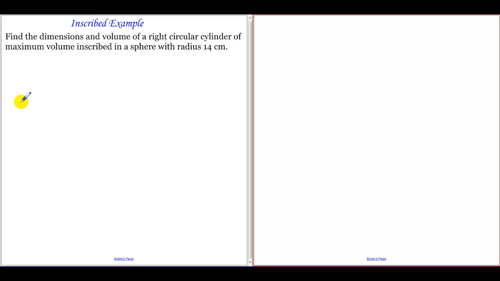This is an inscribed example where we have one figure inscribed in another. So we need to find the dimensions and volume of a right circular cylinder of maximum volume. So we're maximizing the volume of a cylinder inscribed in a sphere with radius 14 centimeters. So we need to find a picture.